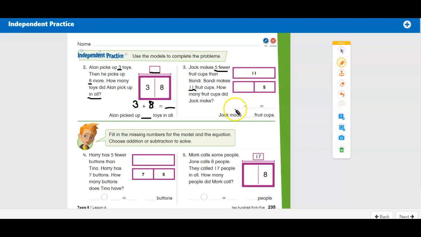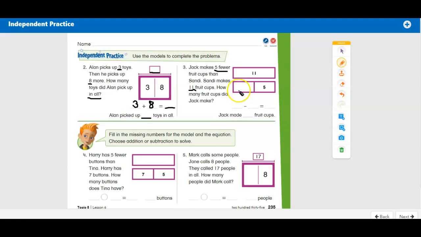We see that in our equation we are going to be subtracting. So we are going to need to subtract the total number of fruit cups that Sandy makes minus the 5 for the 5 fewer fruit cups that Jack makes. Then we can find our answer of how many fruit cups Jack actually made.